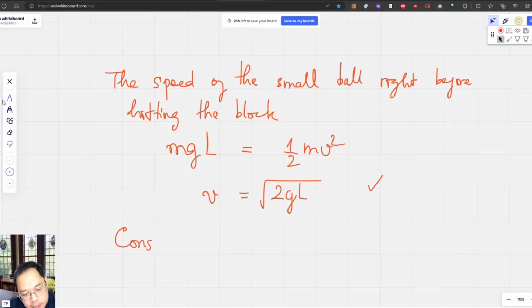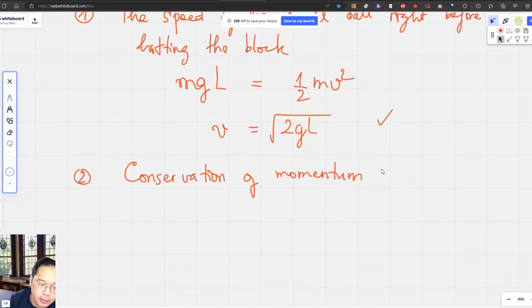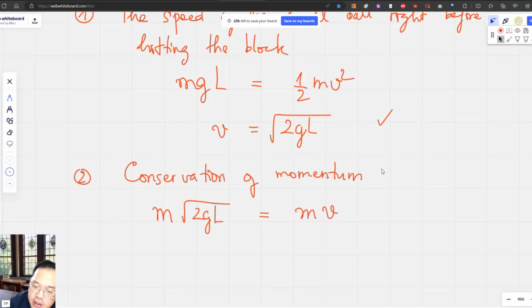Now conservation of momentum, the second step, as follows. The mass of the ball times its speed there, square root of 2gL, equals the mass of the ball times its speed after the collision, let's call it v1, which we don't know and will find, plus the mass of the block, which is 4m, and the speed of the block v2, which we don't know either. To find the two values v1 and v2, this is one equation. We need another equation, which is conservation of energy.